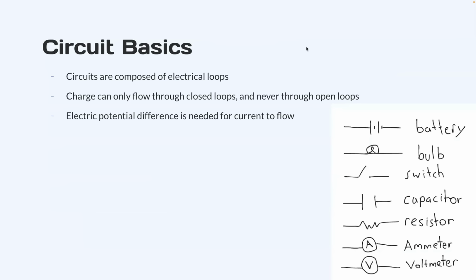And here are the basics of circuits. The circuits are composed of electrical loops where charge can flow through, and they always flow through closed loops and never open loops. Furthermore, electric potential differences are needed for current to flow. Here we show some symbols and what they mean. So there's the battery, bulb, switch, capacitor, resistor, ammeter, and voltmeter.